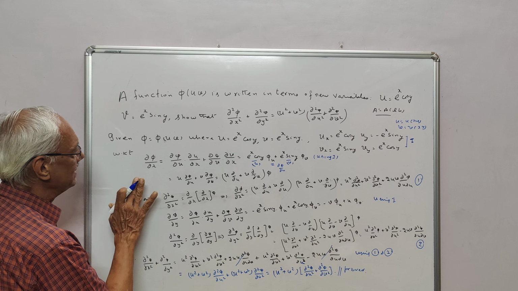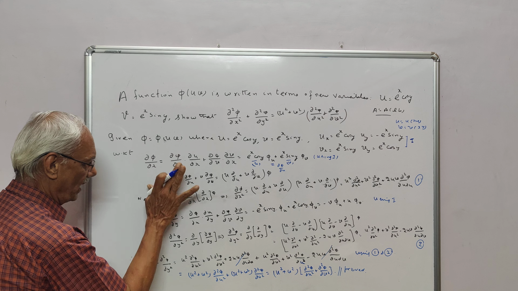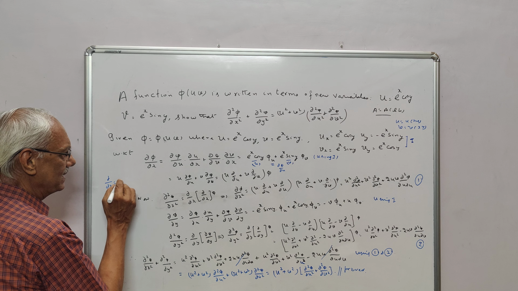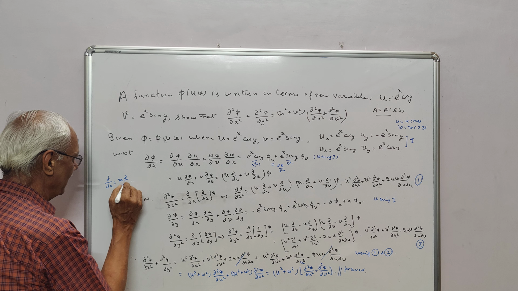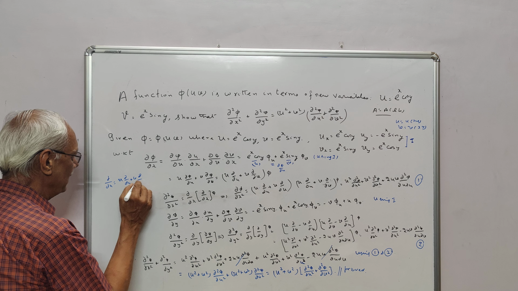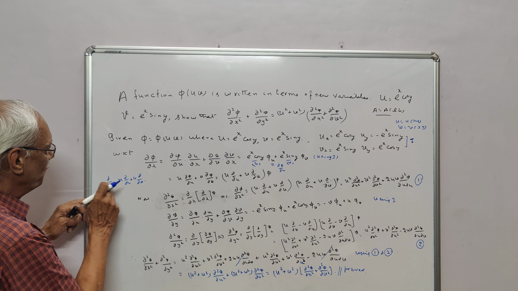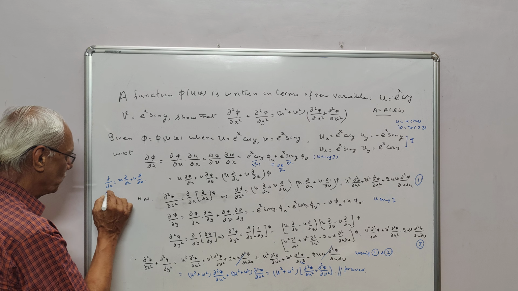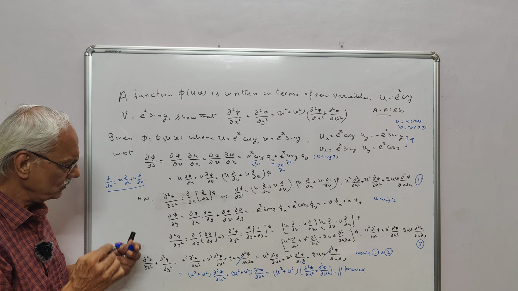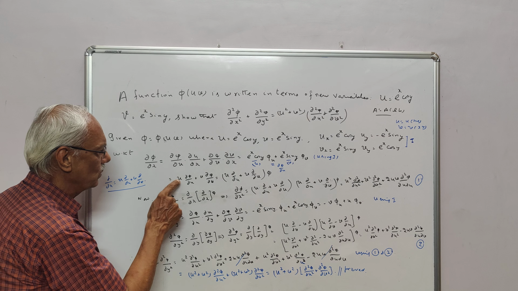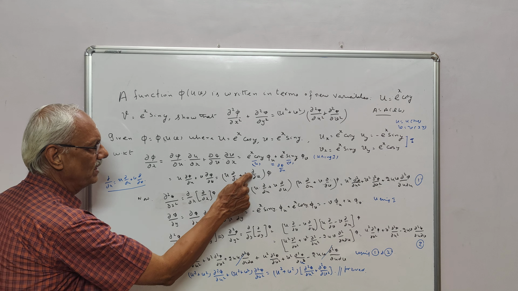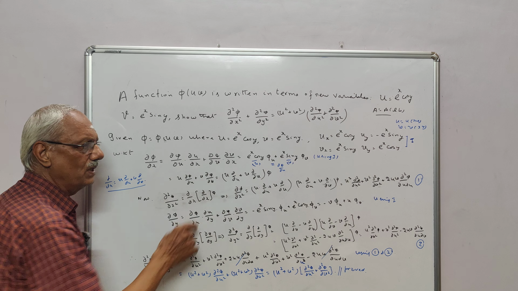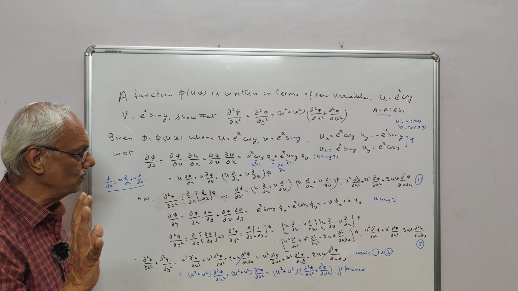So you can very well understand that dou by dou x of phi can be written as u d by du plus v d by dv. In the place of this, you put phi, because phi is a function of u and v. So this is the result I have finally got: dou phi by dou x is equal to u dou by dou u plus v dou by dou v. This is a very, very important result. After all, this phi is a function of u and v. That you must understand.